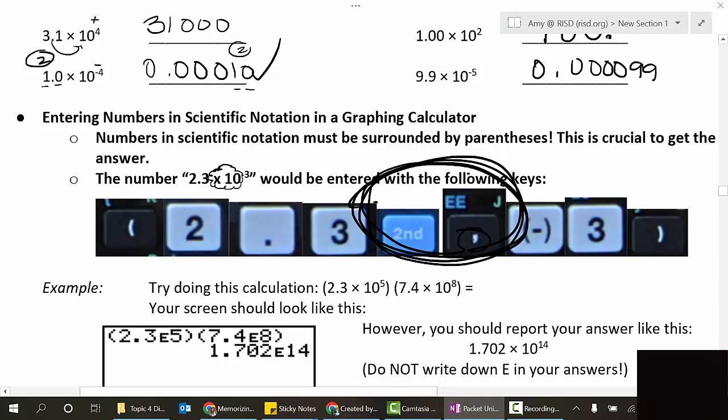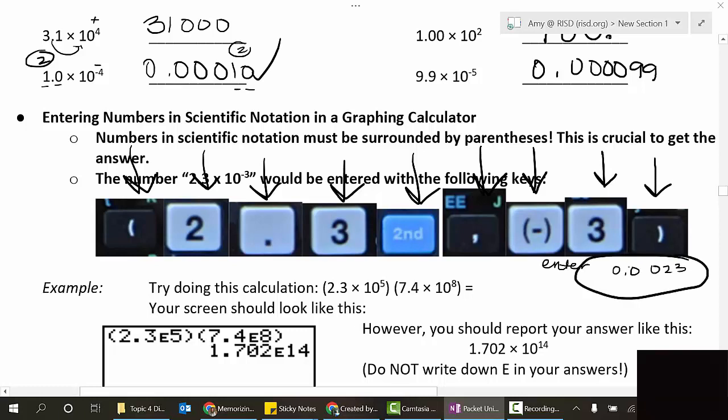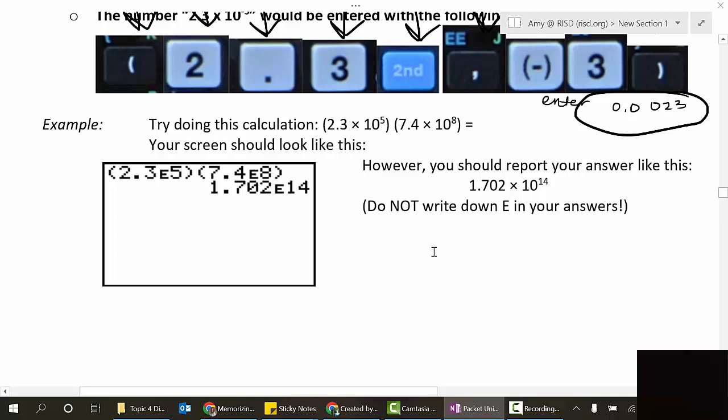I need you to type those buttons in your calculator, whether it's on your computer or in your hand, and you're going to literally type these buttons: open parentheses, 2.3, second comma, the negative button is at the bottom, and then 3, and then close parentheses. If you do that and hit enter, it should say 0.0023, and that's just how you know you did it. This is kind of a trust me issue. If you learn to do these in your calculator this way, you will have fewer errors as the year goes on. So if you need help with that, again, let me know. This is just one more that you can try, make sure that you are getting the right answer.